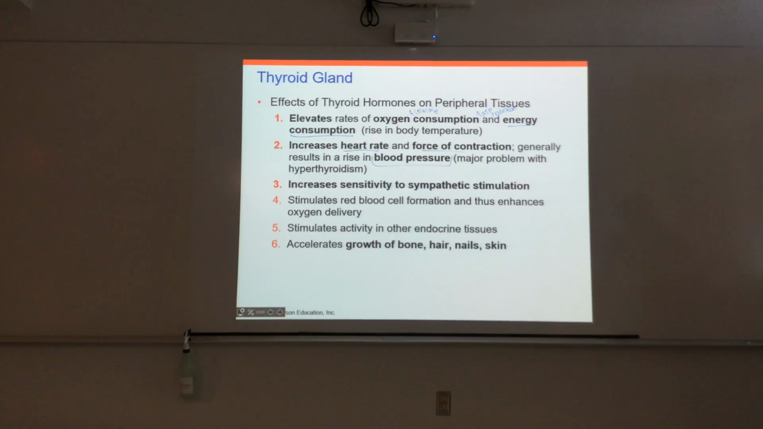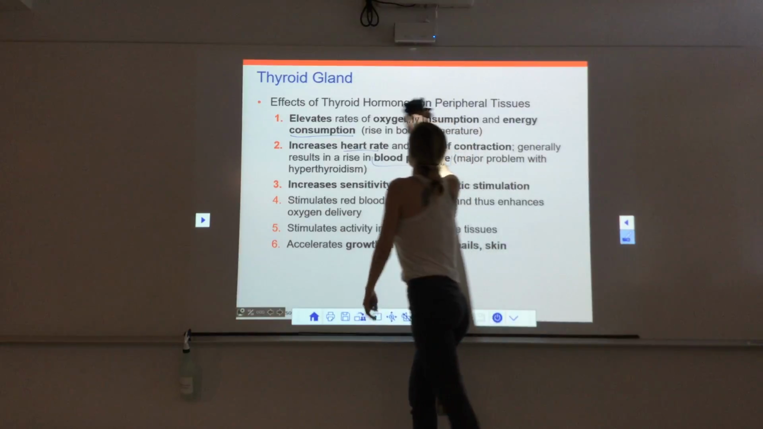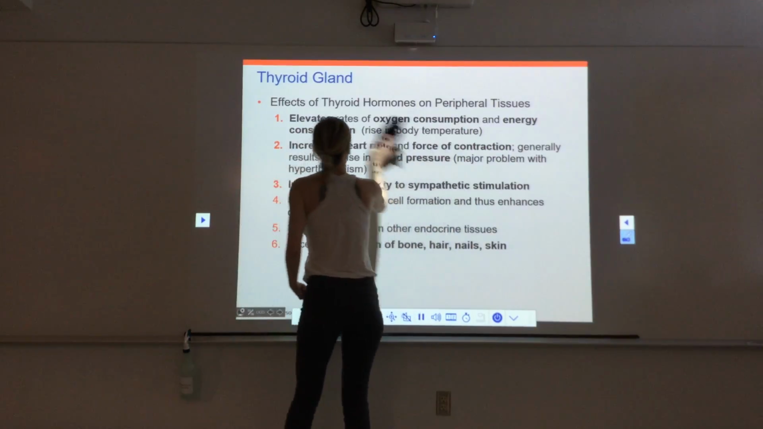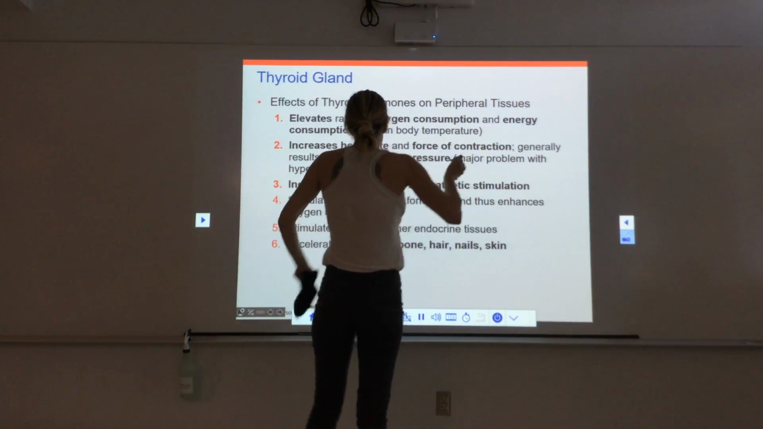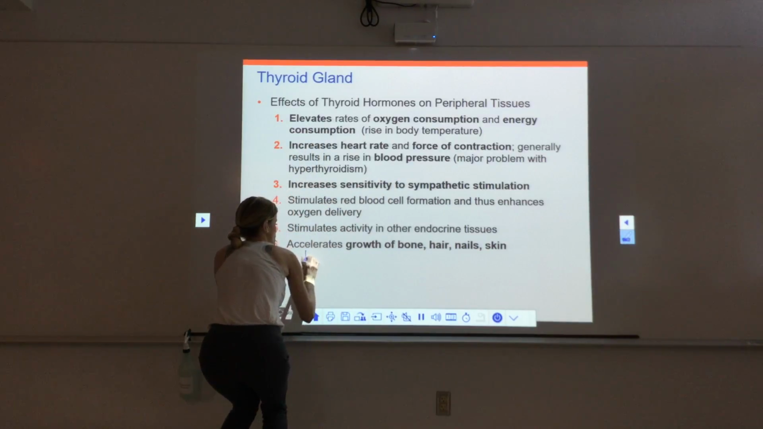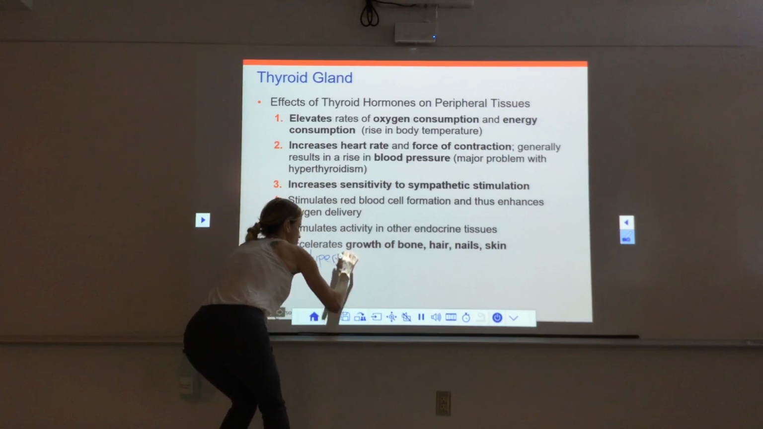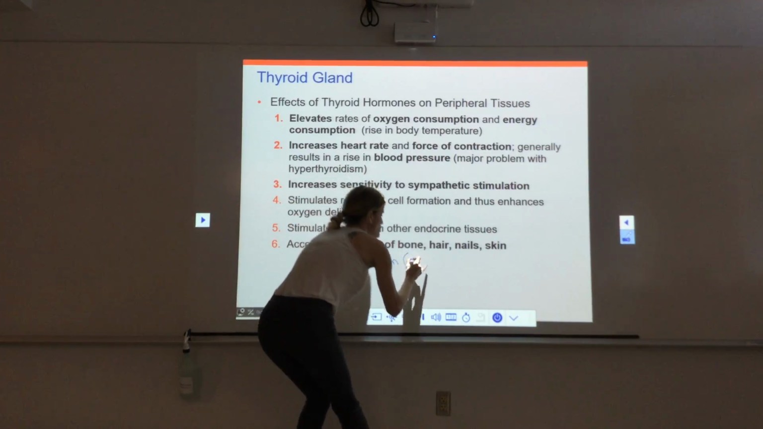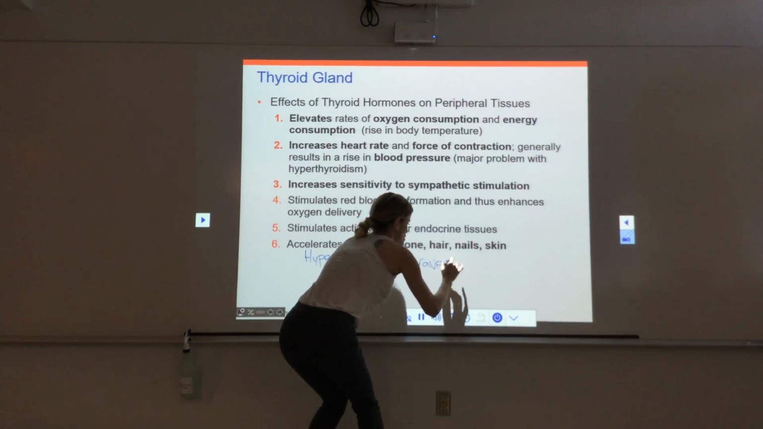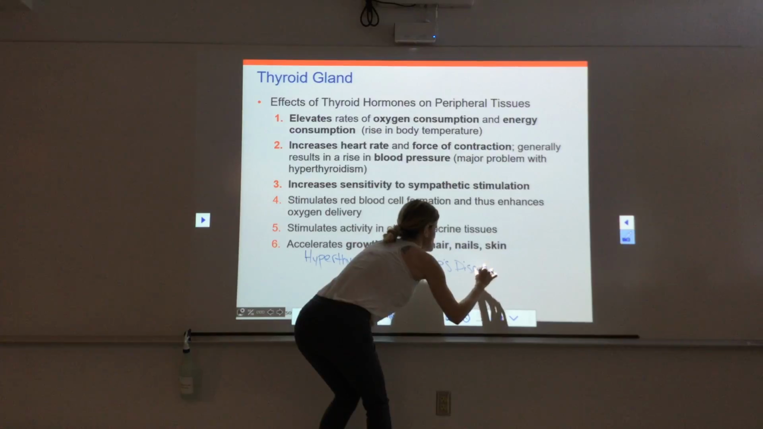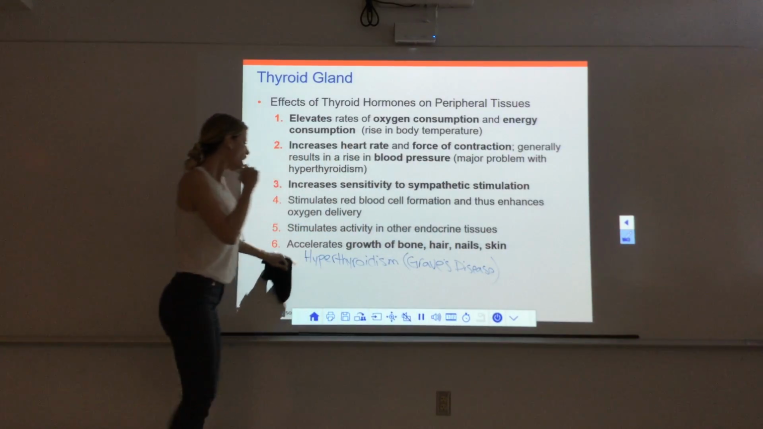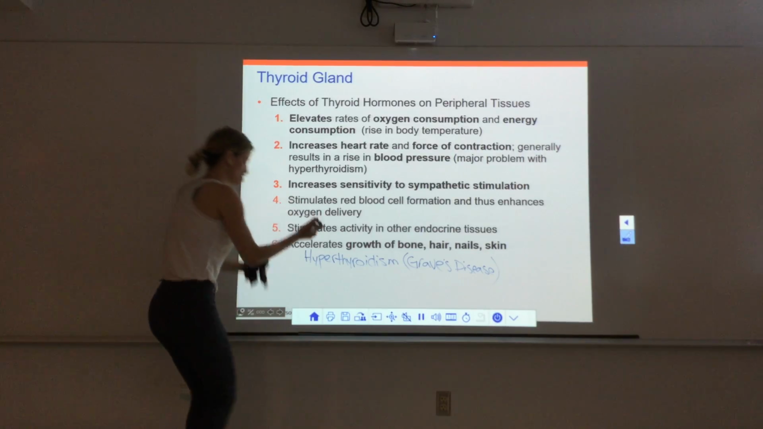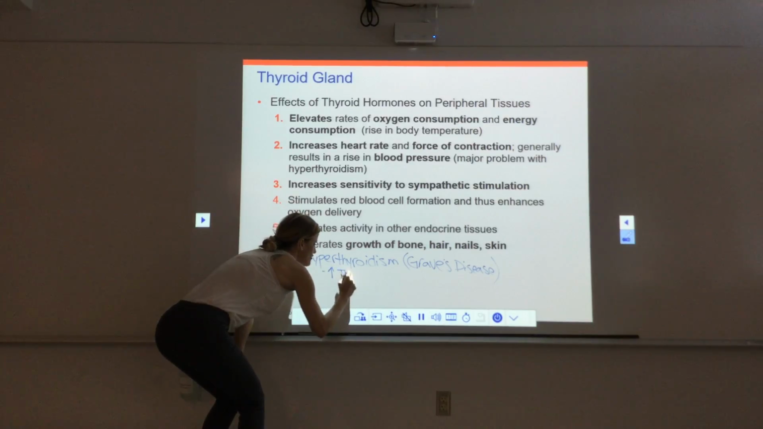So let's take a second to just take this information, the effects of the thyroid hormones, and look at some symptoms that we would see with hyper and hypothyroidism. So let's start with hyperthyroidism. This is most commonly because of something called Graves' disease. And hyperthyroidism, do you think we have too much thyroid hormone or too little? Too much, right? So we have increased levels of the thyroid hormones.